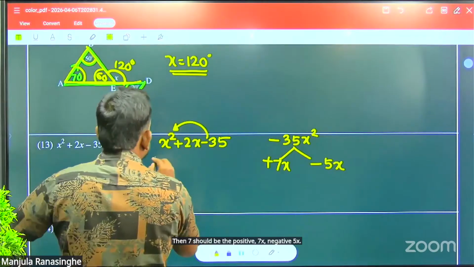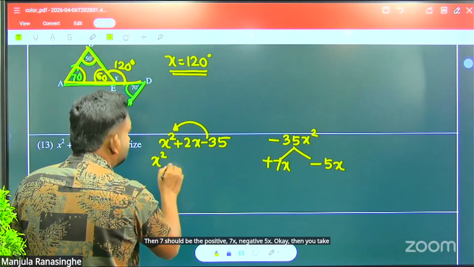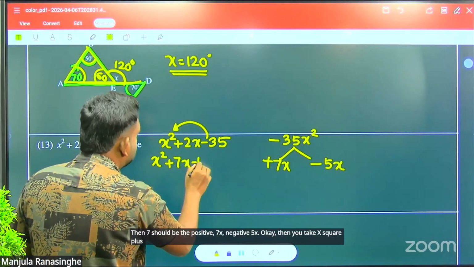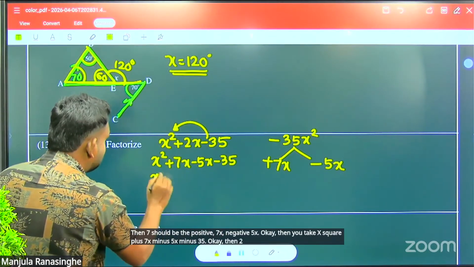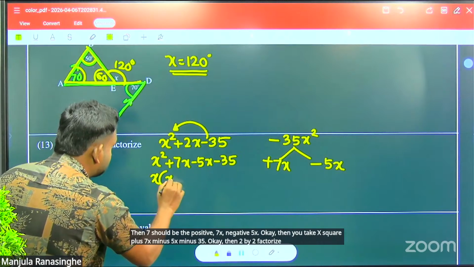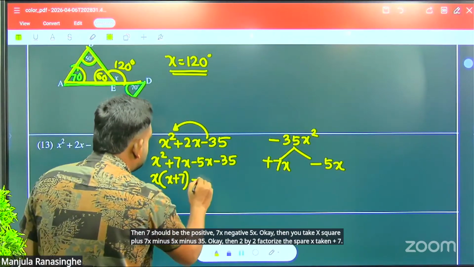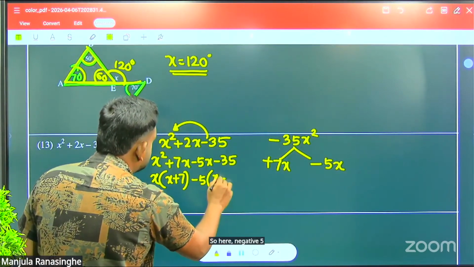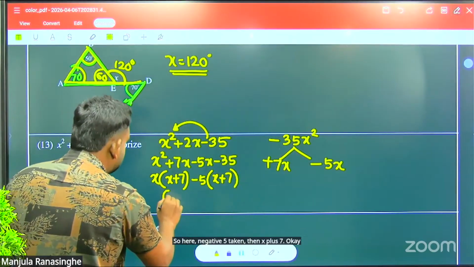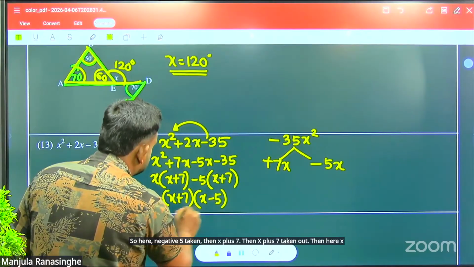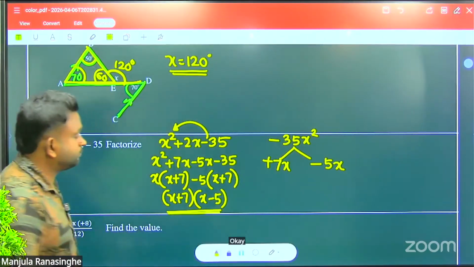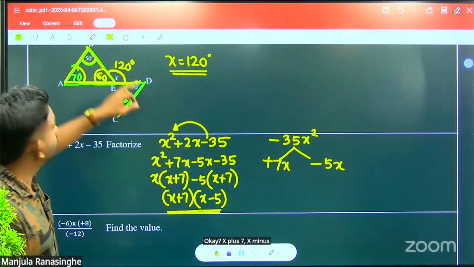Okay. Then you take x squared plus 7x minus 5x minus 35. Okay, then two by two factorize. This pair, x taken out, x plus 7. So here negative 5 taken, then x plus 7. Okay, then x plus 7 taken out, then here x minus 5. Okay, x plus 7, x minus 5.